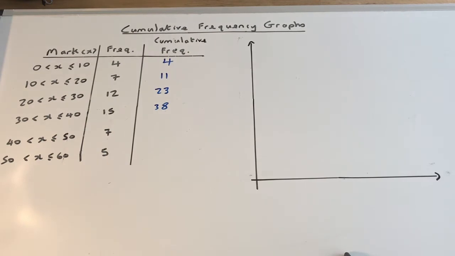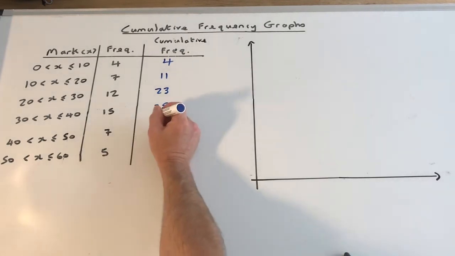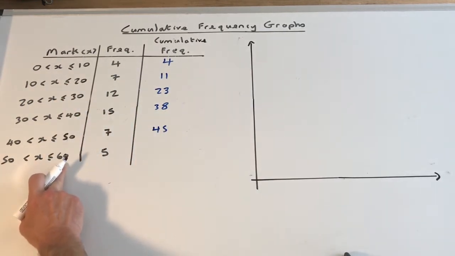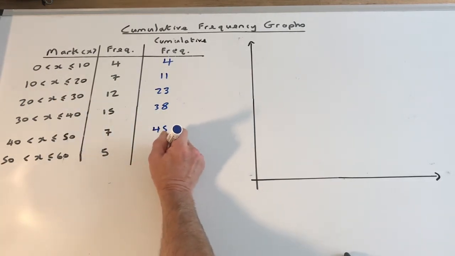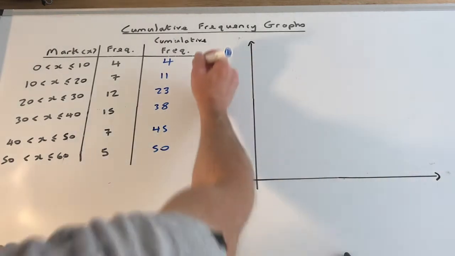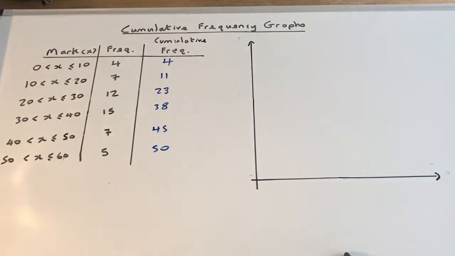How many people in the first 5 categories? Okay, 38 add 7 is 45. How many people are there in total in all the categories? Well, that's going to be 50. So, cumulative frequency means a running total.